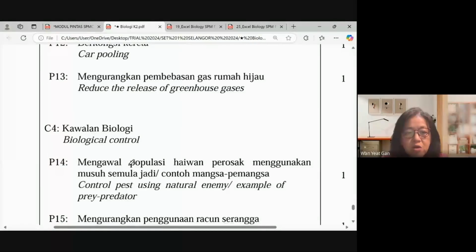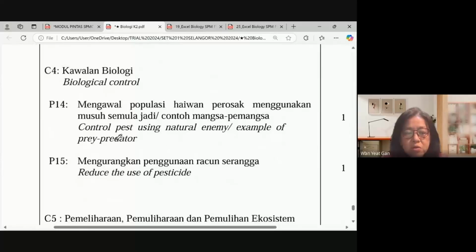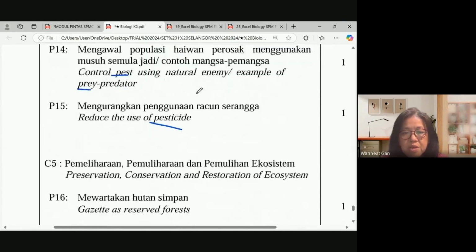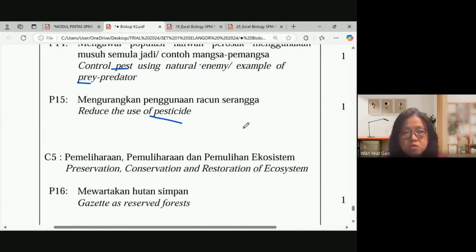Next is biological control. Biological control is the use of natural predators to control the population of pests, because the natural predator will eat the prey, which is the pest. So instead of using pesticide, we can alternatively use a natural predator. For example, to get rid of rats, we use owls. Owl is the natural predator for rats.